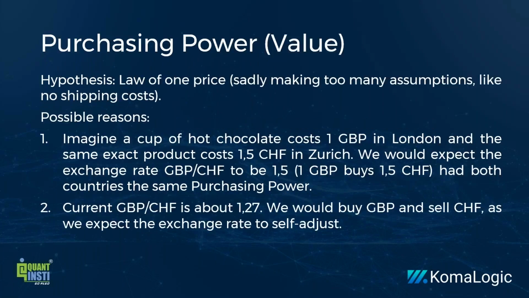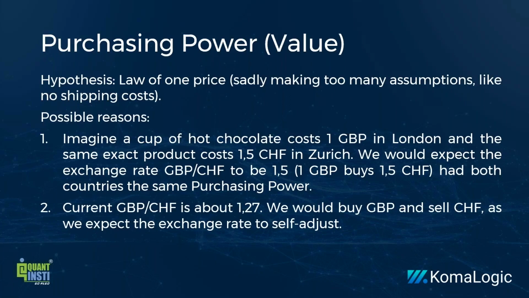Here, the hypothesis is based on the law of one price, and this is sadly making too many assumptions, for example, that there's no shipping cost, and I'll be explaining why this happens. Okay, how does this hypothesis work? Imagine that you are in London and you like chocolate and you buy a cup of hot chocolate, which costs you £1 sterling. This same exact product costs 1.5 Swiss francs in Zurich. If you assume that both countries have the same purchasing power, you could expect that the exchange rate of the sterling pound versus the Swiss franc would be 1.5 Swiss francs. So 1 sterling pound buys 1.5 Swiss francs.